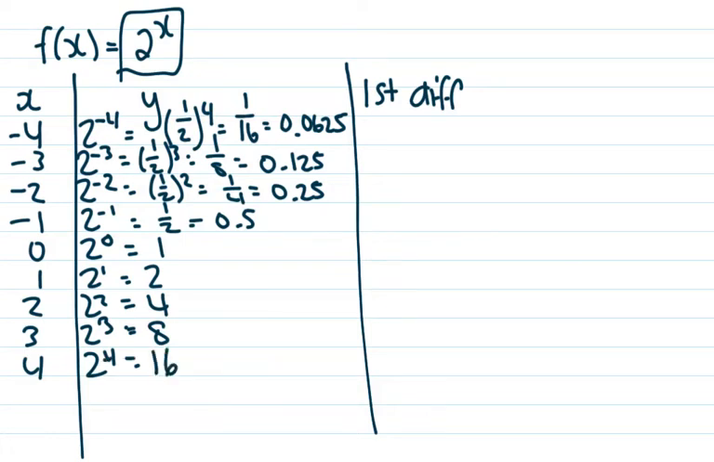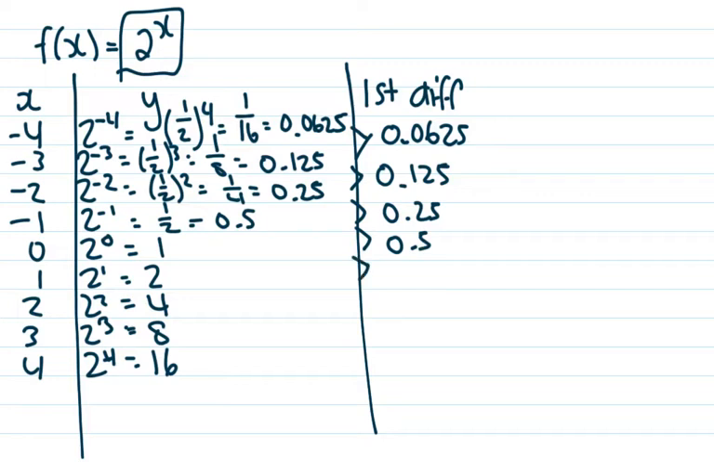Now, if I look at the first differences here, I have 0.125 minus 0.0625, which is 0.0625. Then I have a quarter minus 0.125 is 0.125. Then I have a half minus a quarter is a quarter. 1 minus a half is a half, 2 minus 1 is 1, 4 minus 2 is 2, 8 minus 4 is 4, and 16 minus 8 is 8.